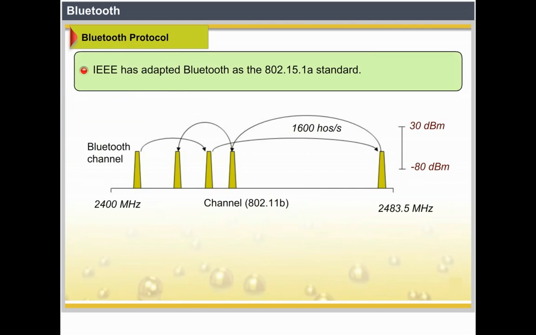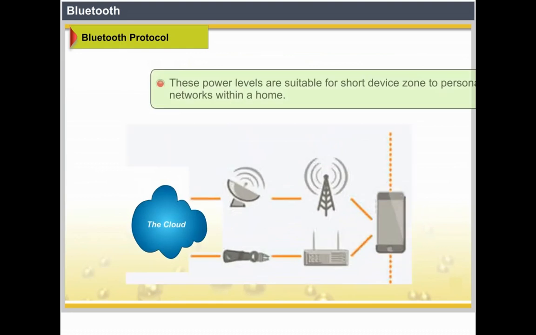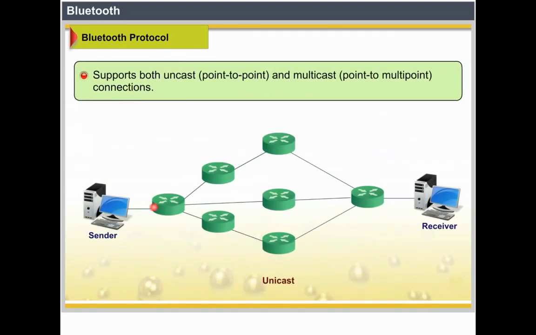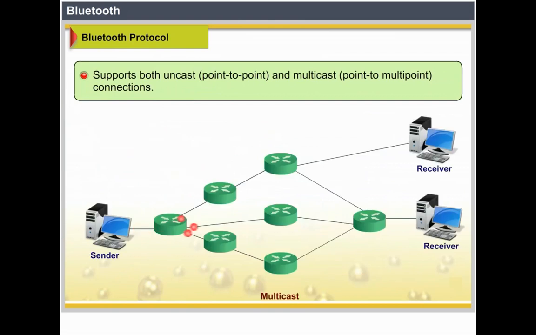IEEE has adopted Bluetooth as the 802.15.1a standard. It allows power levels starting from 1 mW covering 10 cm to 100 mW covering up to 100 meters. These power levels are suitable for short device zone to personal area networks within a home. It supports both unicast point-to-point and multicast point-to-multipoint connections.